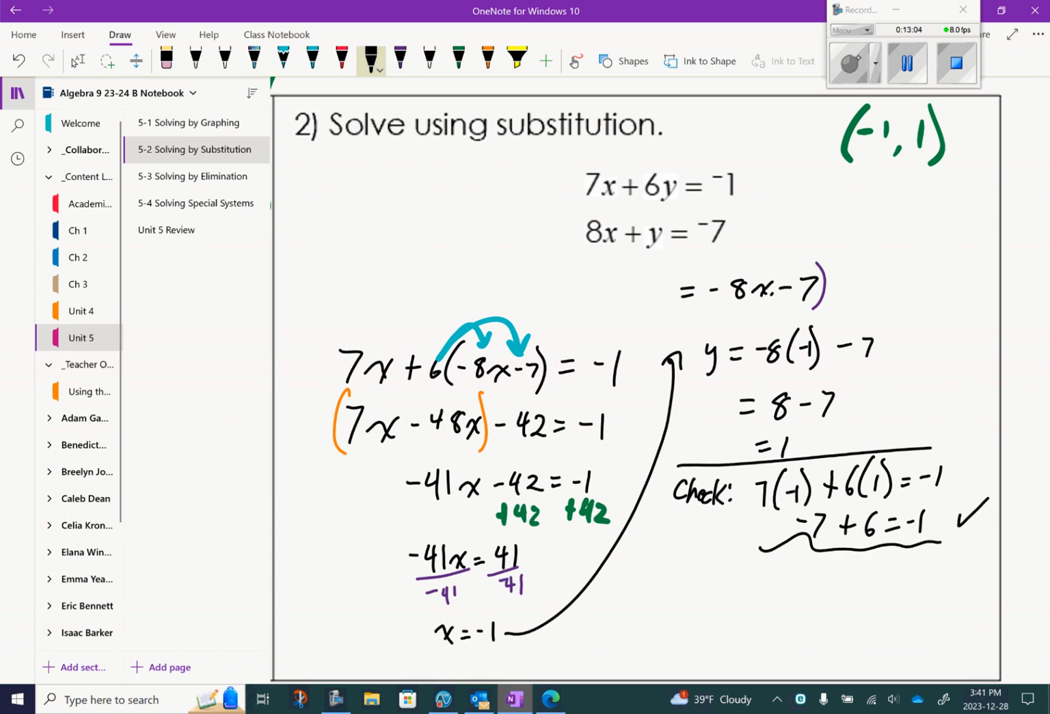And I'm going to check the other equation also. So 8 times negative 1 plus 1. 8 times negative 1 is negative 8. Negative 8 plus 1 is negative 7. It checks out. These two lines cross at the point negative 1, 1.